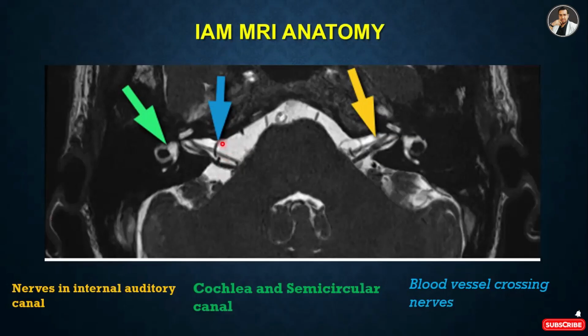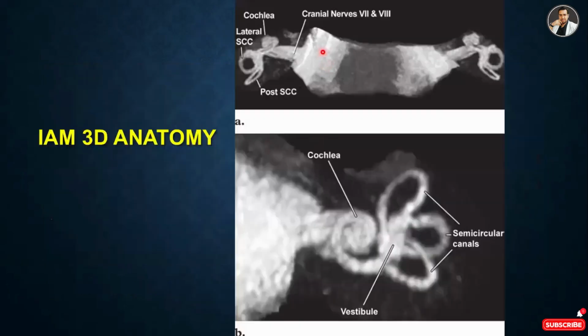This is 3D anatomy. We can see the 3D anatomy in the first process. Here we can see the cochlear, vestibular, and semicircular canal. We can see the right side of the right side. And we can see the left side of the left side.